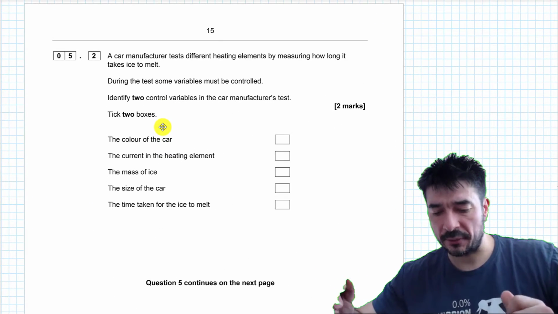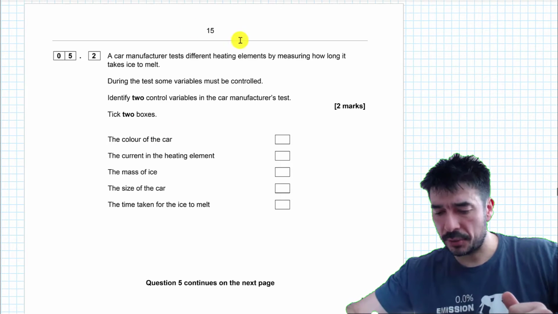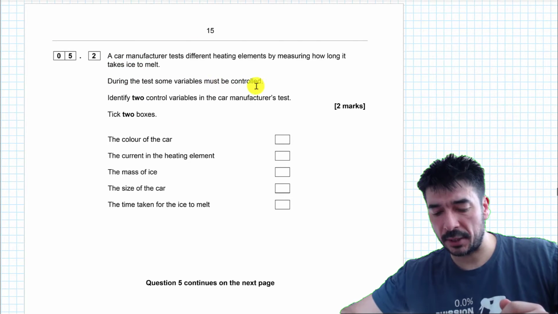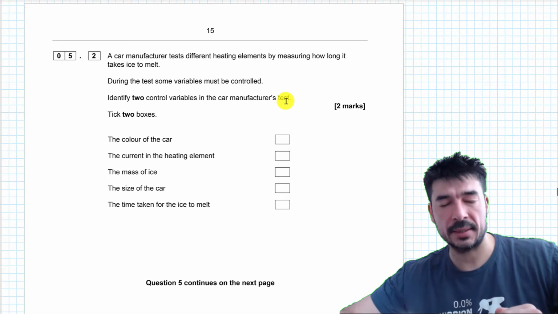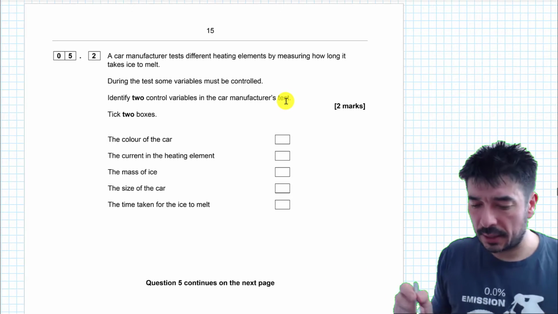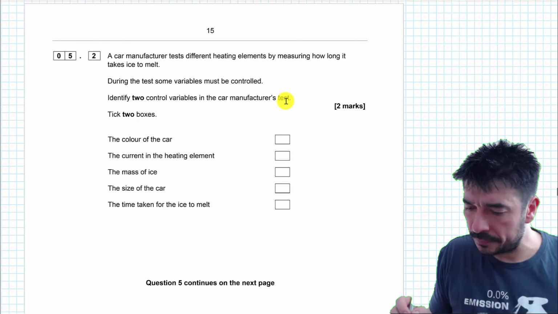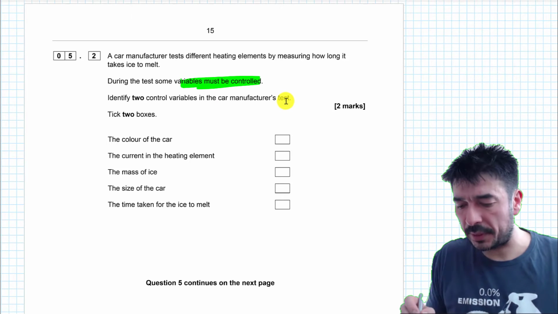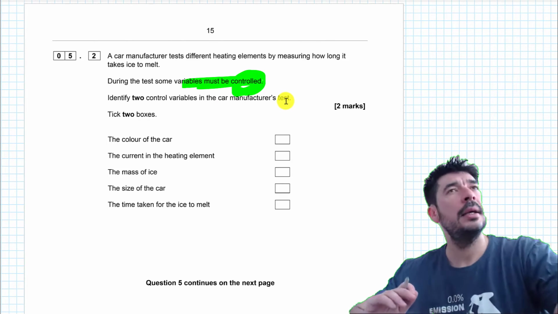A car manufacturer tests different heating elements, measuring how long it takes to melt ice. During the test, some variables must be controlled. Identify 2 control variables in the car manufacturer's test. So when it says control variables, some variables must be controlled, right?